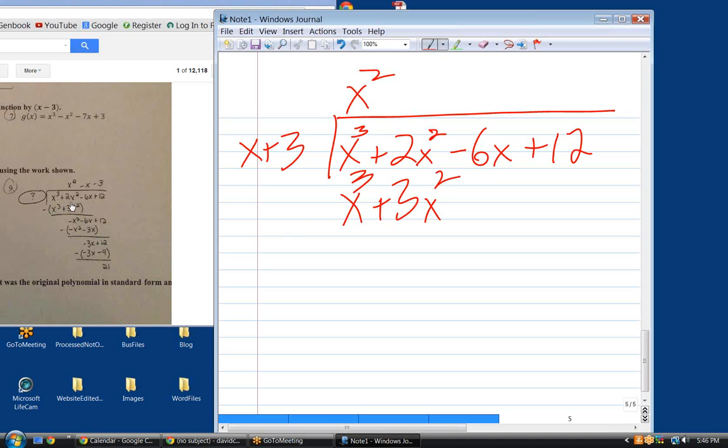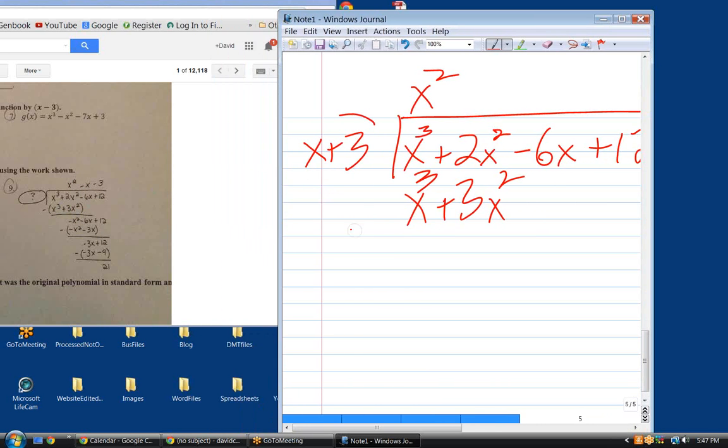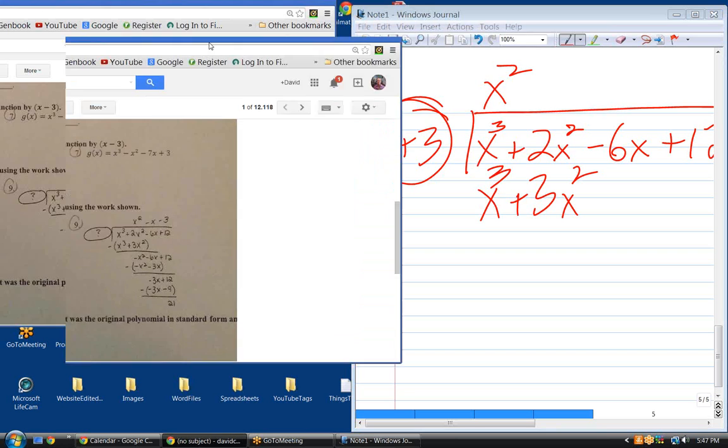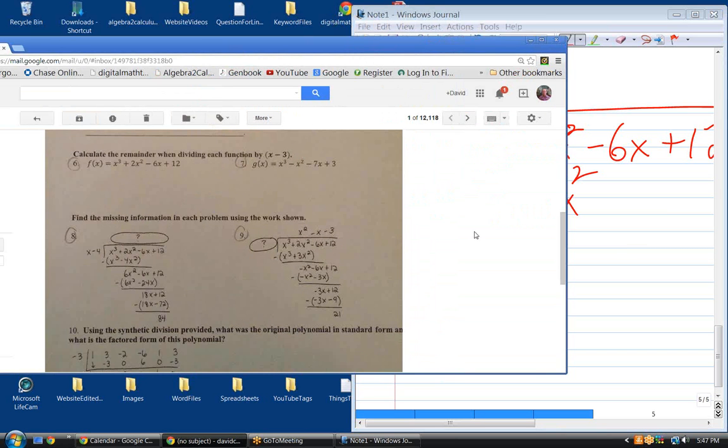So that's the only thing you need to do: divide x squared into x cubed plus 3x squared to get x plus 3. And you don't really need anything else. The moment you figured that out, that term alone, you're actually done with this problem. Okay? All right. Number 11.